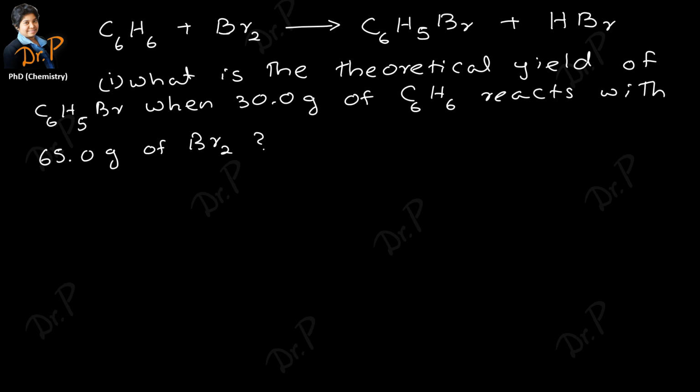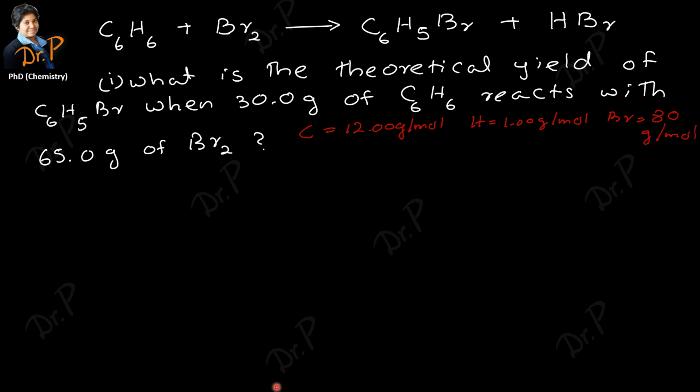For easy calculation, I will consider the formula mass. The atomic masses of carbon is 12 grams per mole, hydrogen 1 gram per mole, and bromine 80 grams per mole.